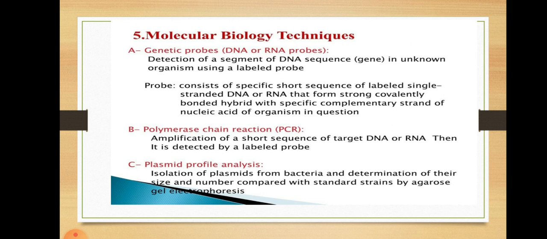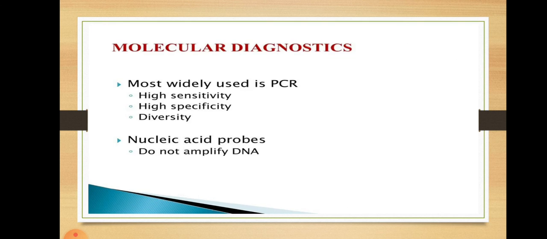The next method is plasmid profile analysis. Here, isolation of plasmids from bacteria and determination of their size and number, compared with standard strains, is performed by agarose gel electrophoresis. Molecular diagnostics: the most widely used method is PCR, which is highly sensitive, highly specific, and diverse. Nucleic acid probes do not amplify DNA.